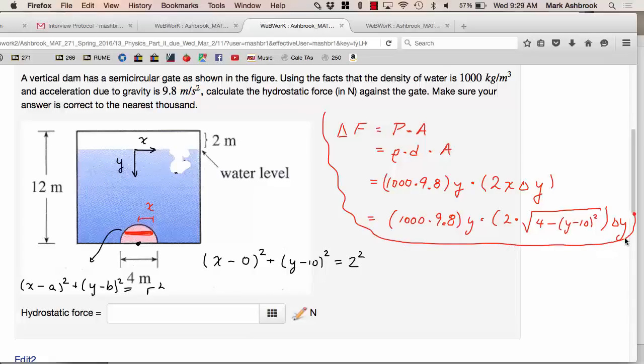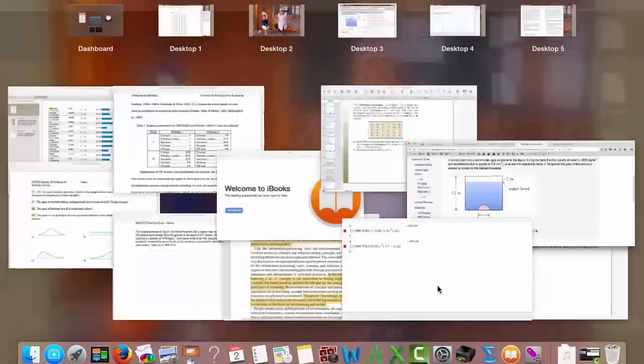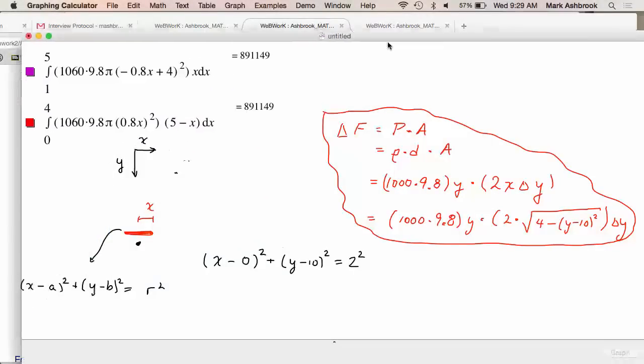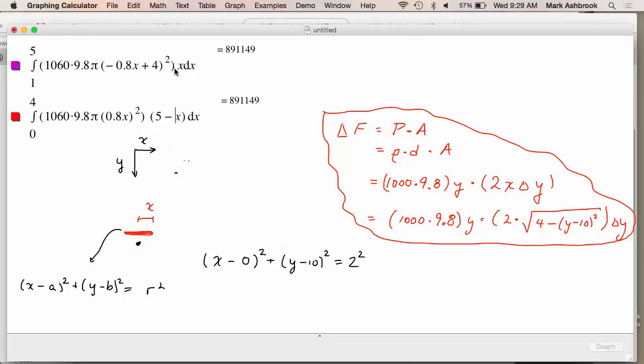Got it. All that's left is the limits of integration. So the little bit of force for that strip is this expression here. Questions on that? Okay, let's put it in and see how we did. And 800 y 2 square root 4 minus.